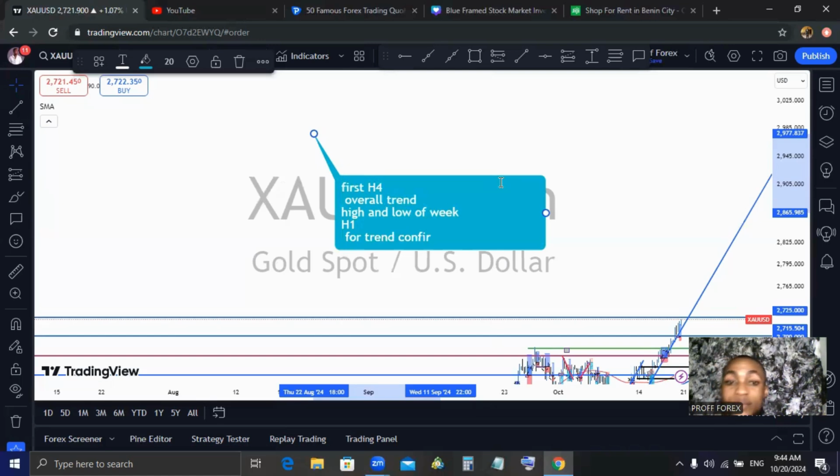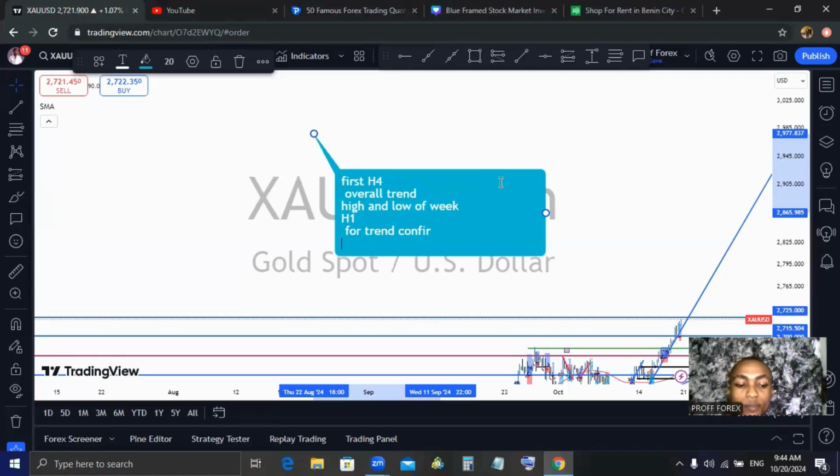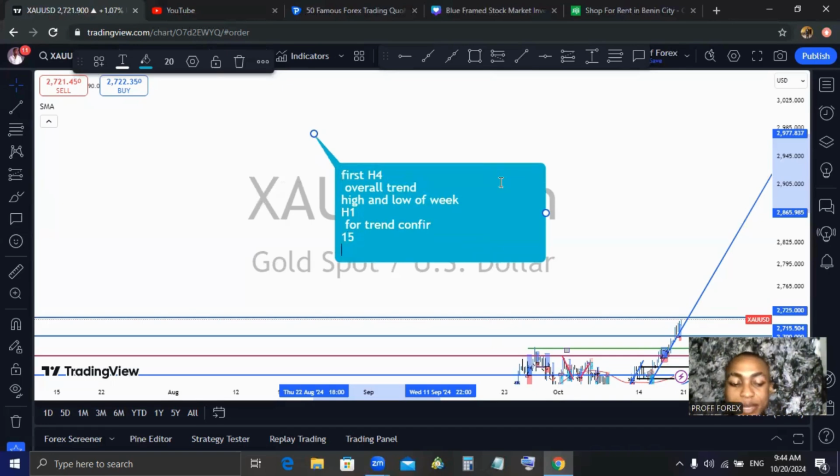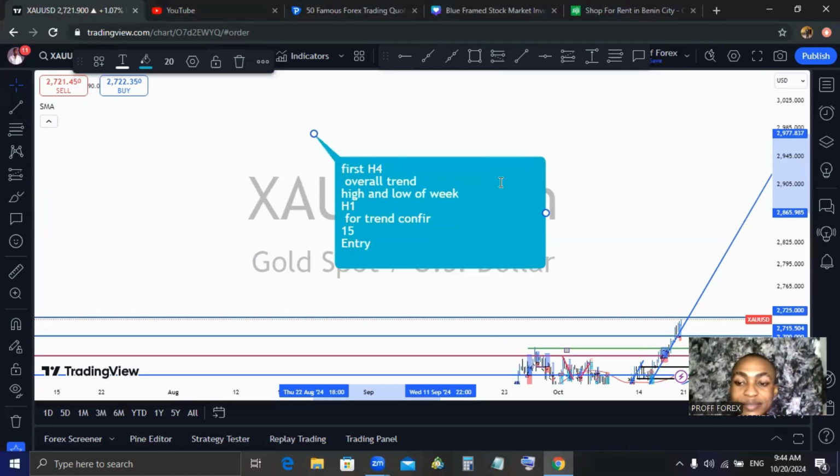After the trend confirmation, we have to go to the 15. This 15 means the 15 minutes time frame. What do we do? Entry confirmation, and additional confirmation.